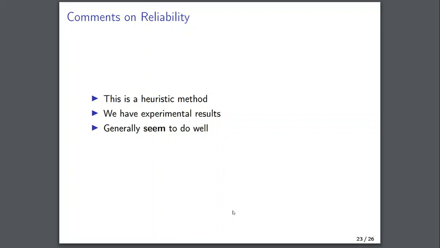Then this is a heuristic method. We don't claim it can solve every given problem. The experimental results show that it normally does something every time, and it seems to do well, so we're going to take that for now.